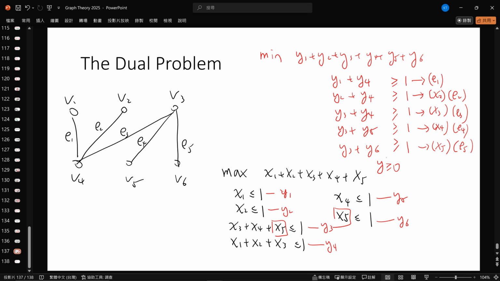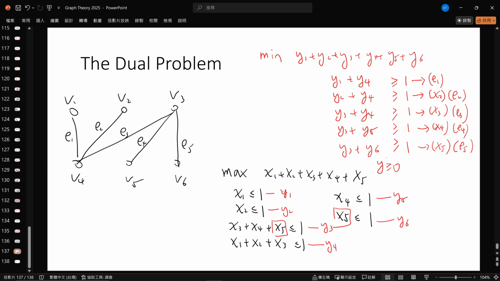So we have to create some meaning for these constraints and objective function and variables. Okay. So let's start with the constraint. Okay. So recall that this constraint is for the first edge, E1. Okay. And we have Y1 and Y4.